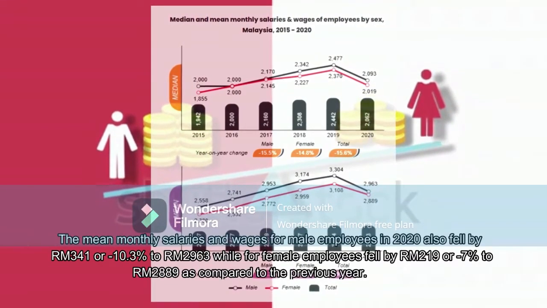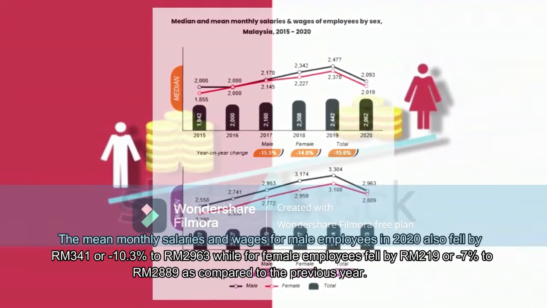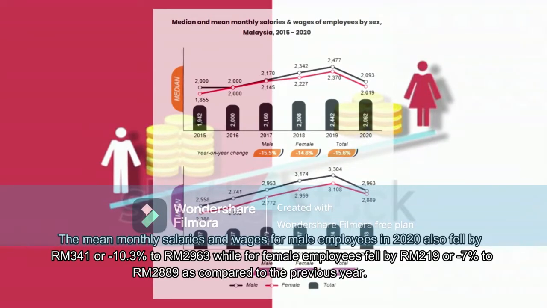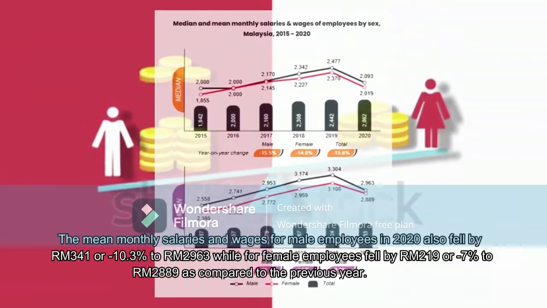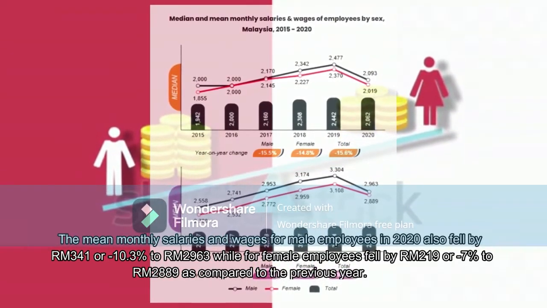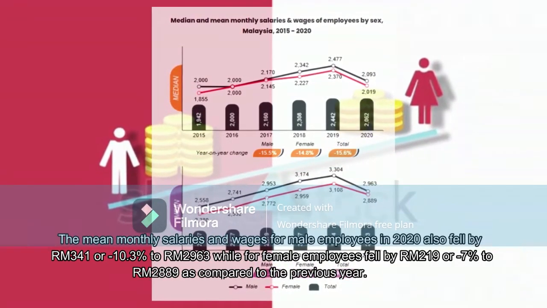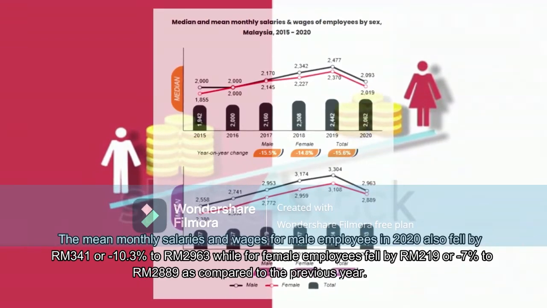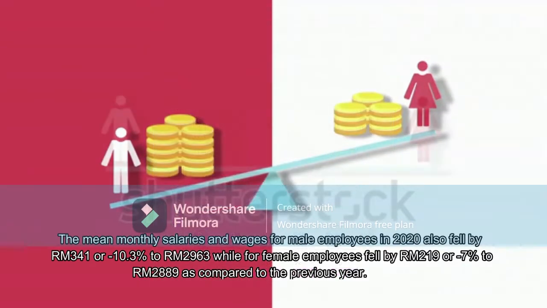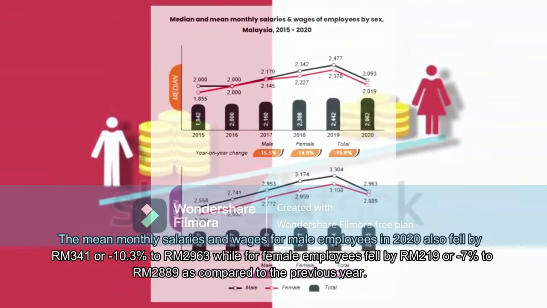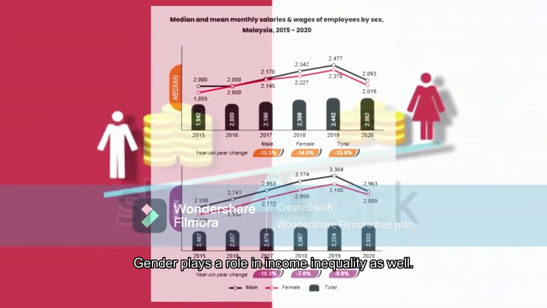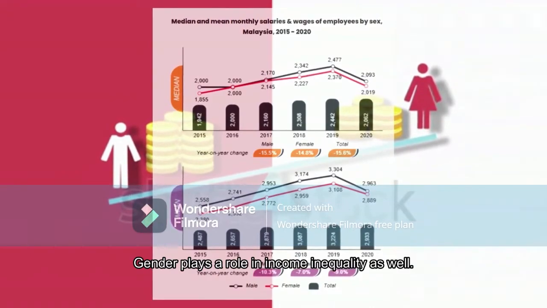The mean monthly salaries and wages for male employees in 2020 also fell by RM341, or negative 10.3%, to RM2,963, while for female employees it fell by RM219, or negative 7%, to RM2,889 as compared to the previous year. Gender plays a role in income inequality as well.